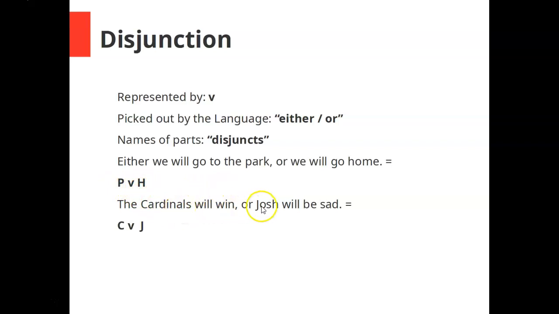The Cardinals will win or Josh will be sad. C disjunction J, where C stands for the Cardinals will win, J stands for Josh will be sad. Those are the disjuncts, and they are connected, so to speak, by the disjunction, the little caret, or the lowercase v here.